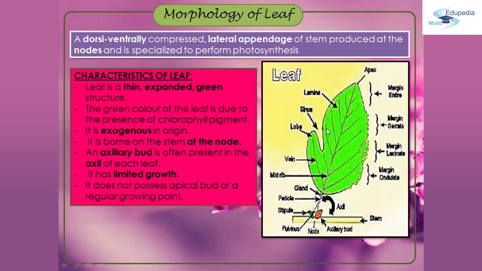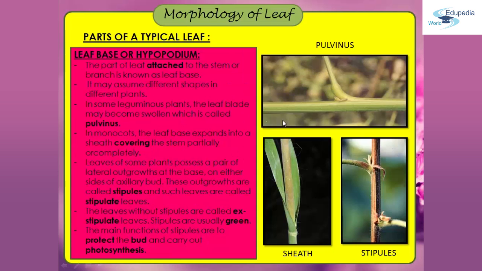The shape, margin, apex, surface and extent of incision of the lamina vary in different leaves. It differs from leaf to leaf. Now we'll see all the parts of a typical leaf in detail.